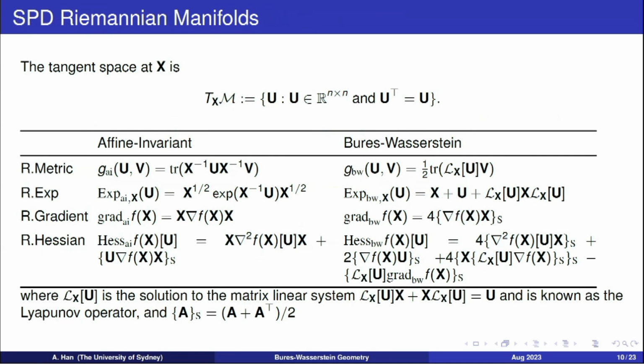So here we compare the ingredients of Riemannian optimization under the two metrics. We see that all the ingredients can be computed at relatively the same cost. For the affine invariant metric, the most computational bottleneck is the matrix exponential, while for the Bures-Wasserstein, the bottleneck is the solution to the matrix linear system, which is known as the Lyapunov operator.